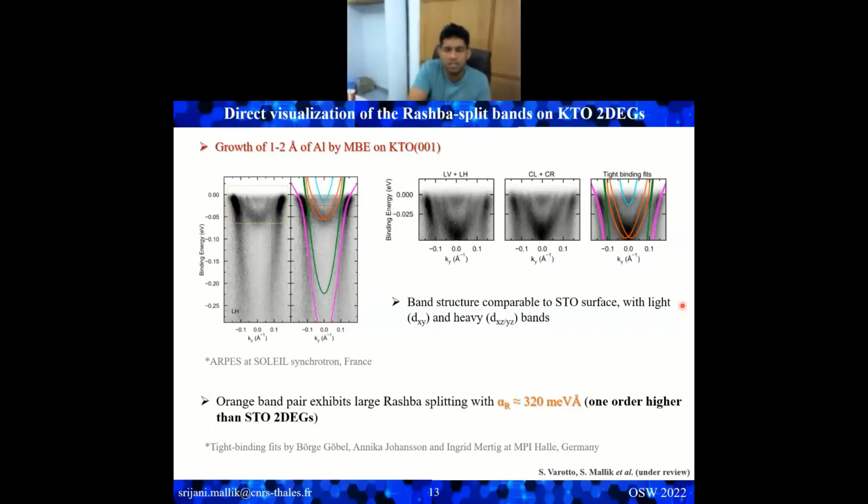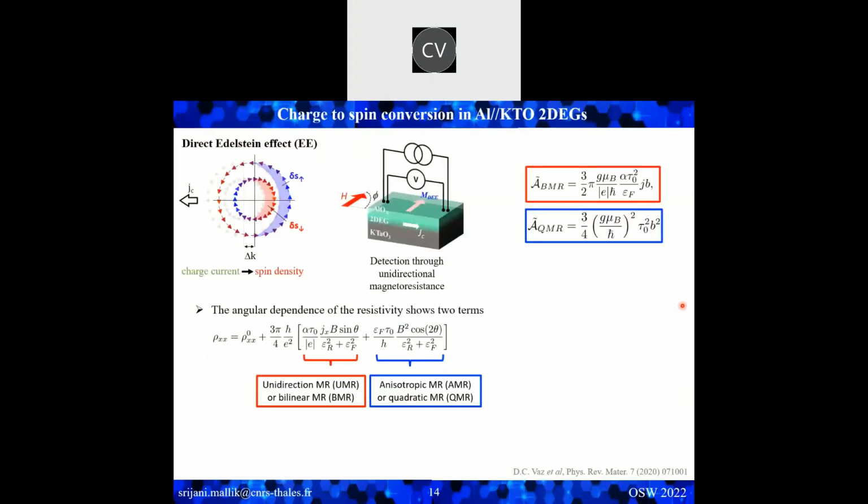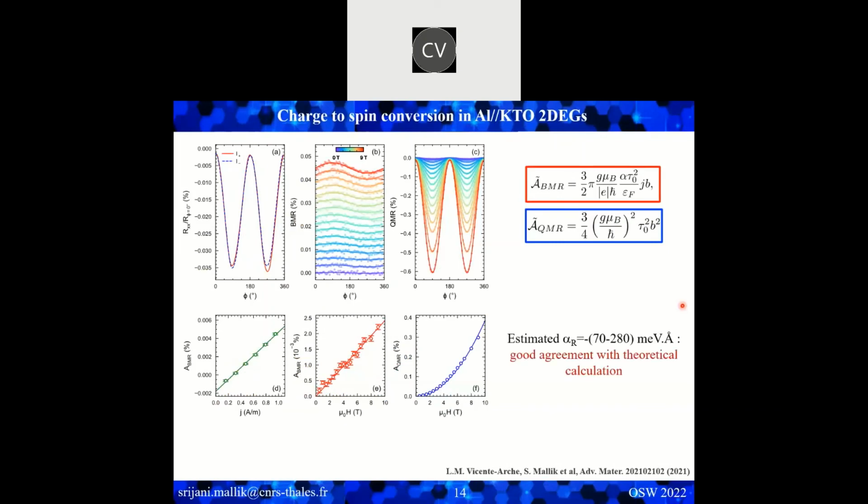Hello, Srijani. Maybe I could ask a question in the lab, but let's use this opportunity. When you estimate the Rashba coefficient from the BMR and QMR, why do you have such a large uncertainty, I would say? Because the BMR and QMR curves look very similar, why is the estimation so uncertain? I will better tell you that. You just take the ratio.